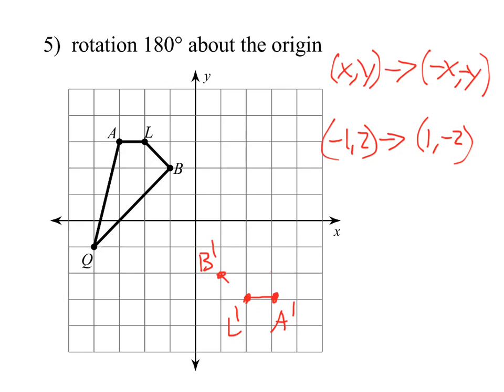I can connect those up while I'm at it. And then Q is currently at negative 4, negative 1. So I'm going to go positive 4, positive 1. It gives you a new Q location. So there's Q prime. Connect that up. And I have the figure rotated 180 degrees around the origin.